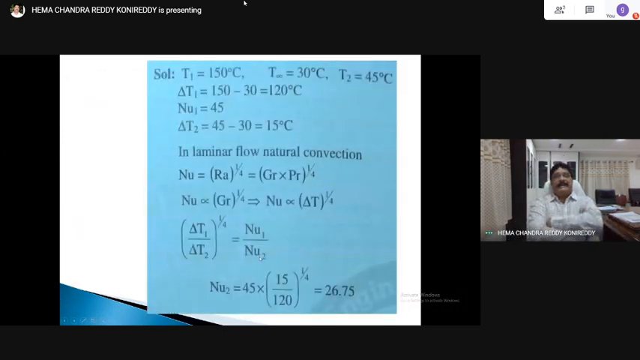So delta T1 by delta T2 whole raised to power 1/4 is equal to Nu1 by Nu2. Nu2 is what you wanted. So therefore, Nu2 is equal to Nu1 divided by delta T1 by delta T2 whole raised to power 1/4. So Nusselt's number is this.